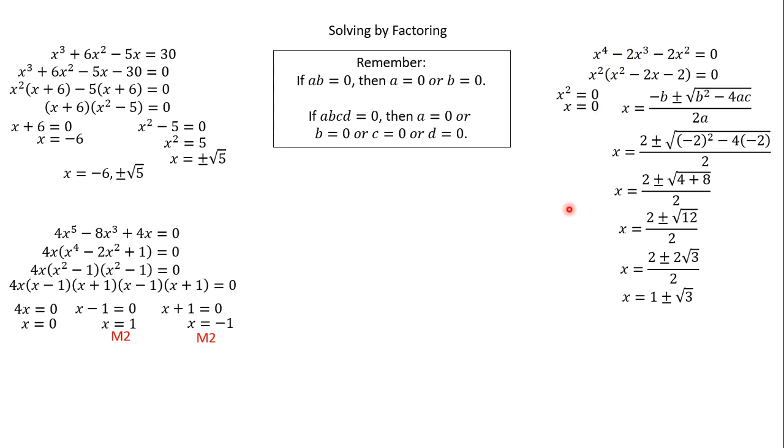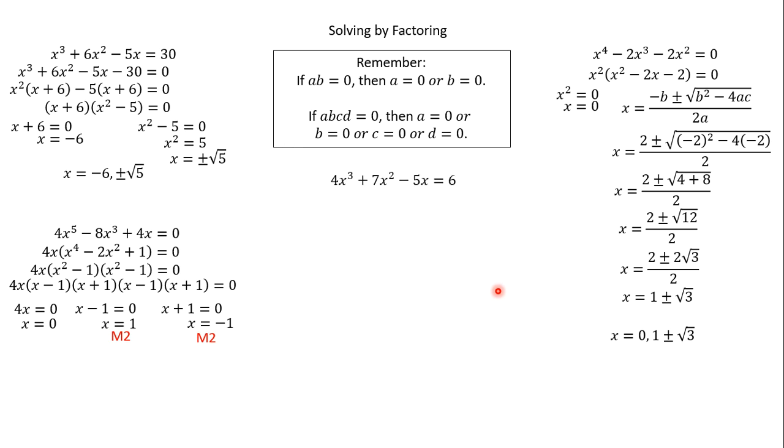Interesting yet again. So we have 0 and 1 plus or minus root 3. So that would be using quadratic formula. So all that stuff we learned last chapter, we're still going to be using it. It's one reason why last chapter is so important. All right, let's take a look at one more on this page.